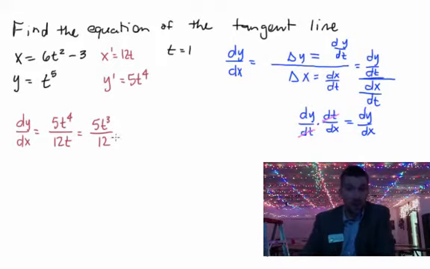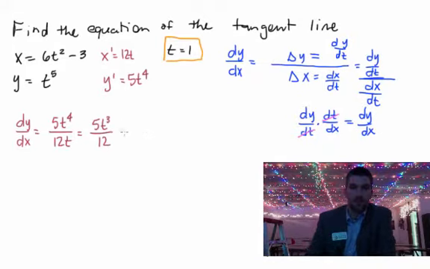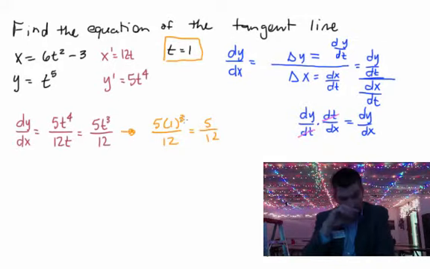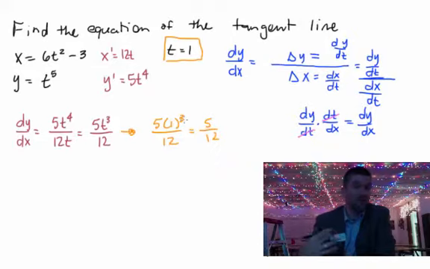Now, how do you find the slope of the tangent line? Well, we need a specific point. Hey, they gave us one. They said when t is 1, find the slope of the tangent line. So to finish off this one, I'm going to say 5 times 1 cubed over 12, which is 5 over 12.